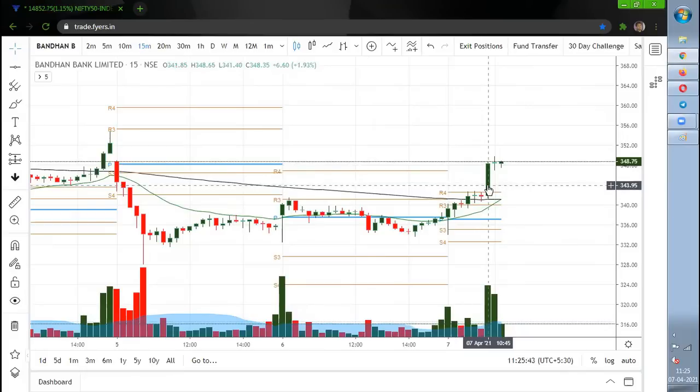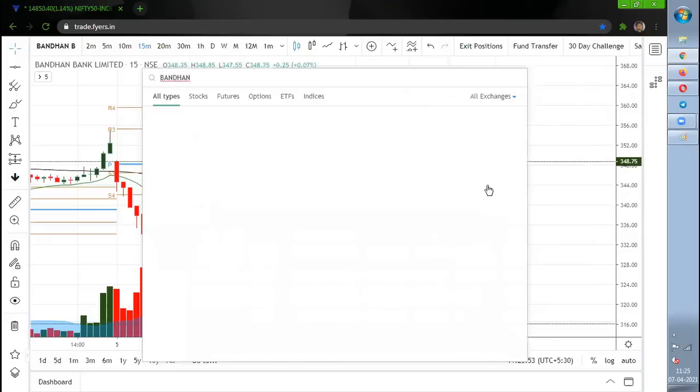If you see, this is the 10:55 or 10:56 candle. So one disadvantage in option buying is, let me show you guys.